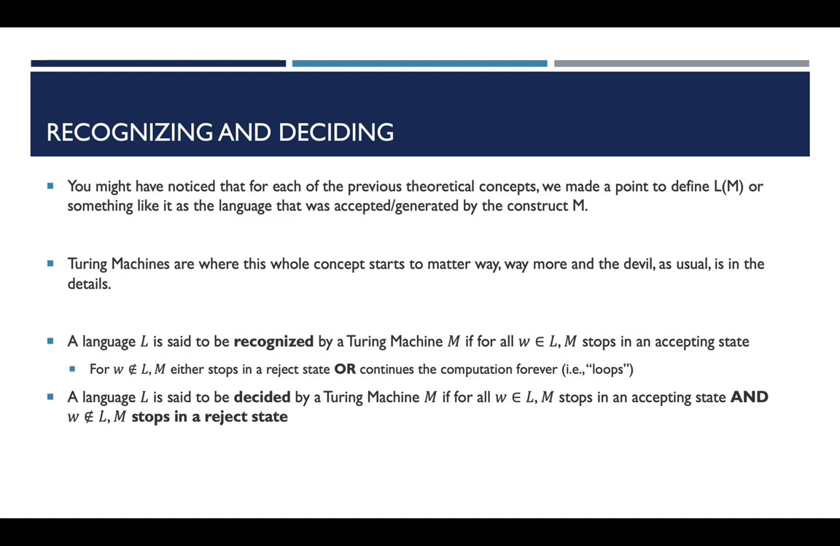If a language is decidable, that means you know that a specific string is either in or not in the language. If a language is recognized by a Turing machine, you know if the string is in the language, but you don't necessarily know that you're going to get positive verification that it is not in the language.